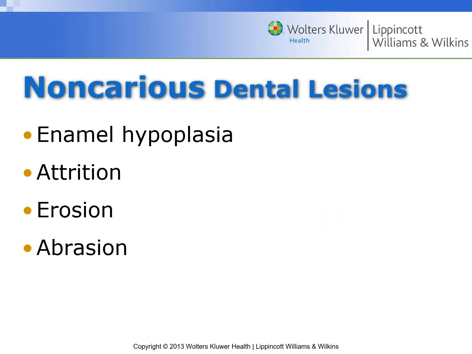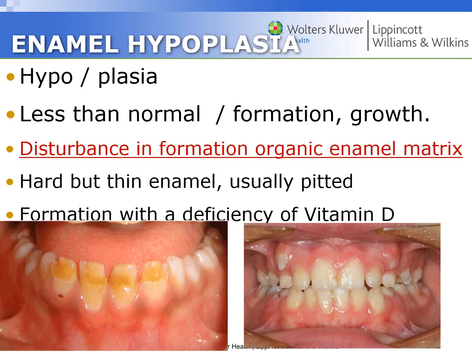So now we're going to go to non-carious dental lesions. These are lesions and things that can happen to the teeth that don't have anything to do with eating sweets or cavities or anything else. These are just dental lesions that you're going to be seeing in your patients' mouths a lot, which is why I included the pictures for you to be able to recognize. There's enamel hypoplasia, attrition, erosion, abrasion, bruxism.